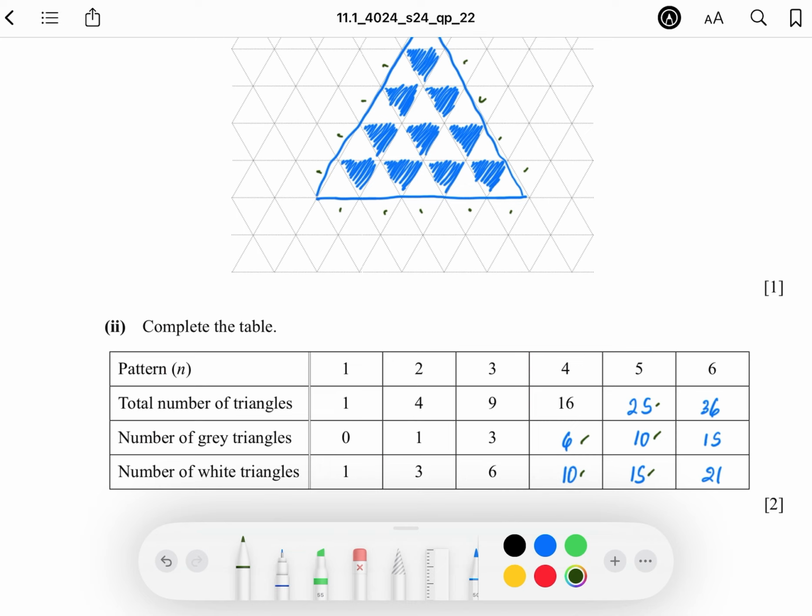For pattern number 6, you can figure out the relationship of the total number of triangles with the pattern number n. So we have 1 squared is 1, 2 squared is 4, 3 squared is 9, 4 squared is 16, 5 squared is 25. That means for pattern number 6 it is just 6 squared, which equals 36.